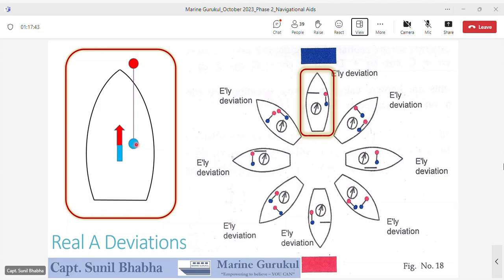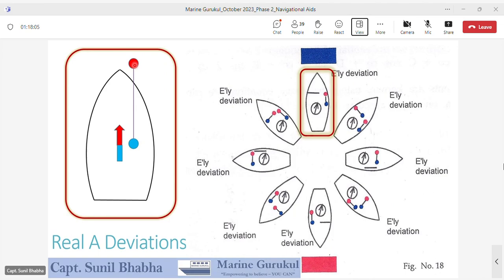Now we have already seen that this particular end, the aft end of the longitudinal, acquires a blue pole, and the forward end of the longitudinal acquires a red pole. This is a soft iron structure, and these poles are acquired as induced magnetism, which is generated by the magnetic field of the Earth.